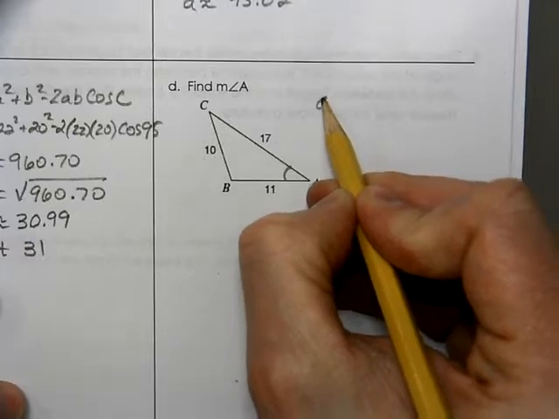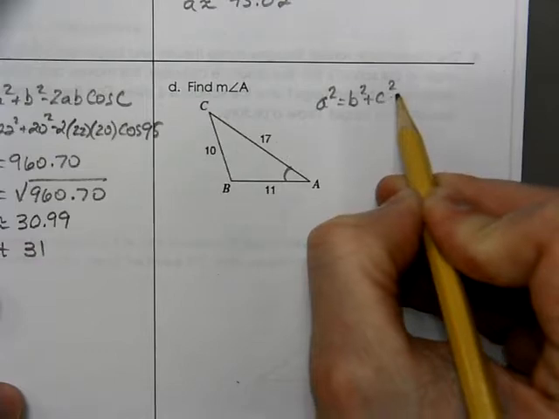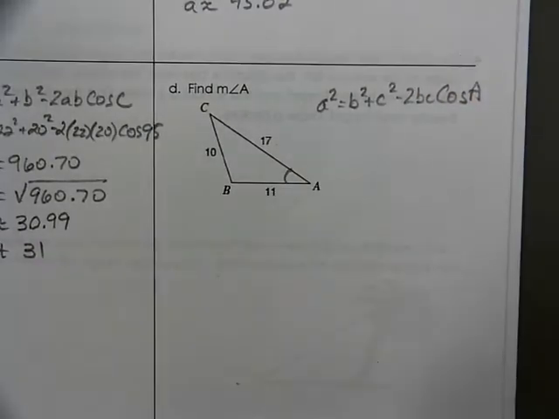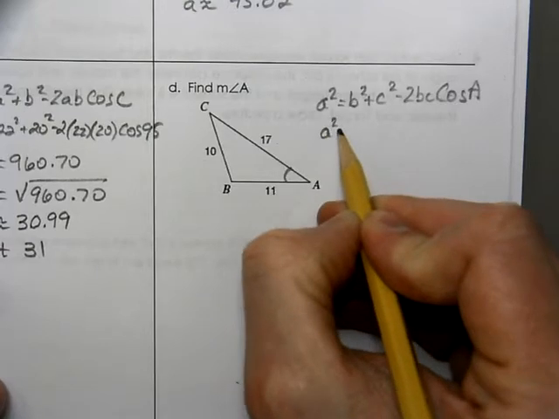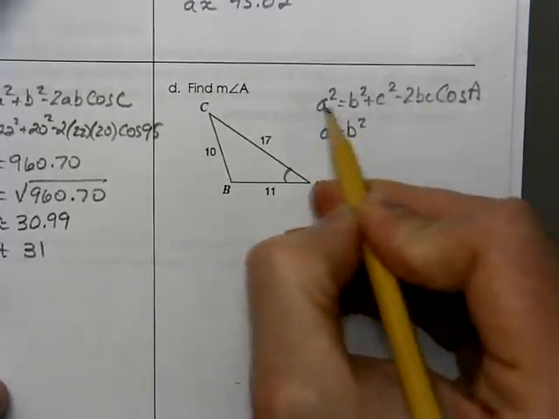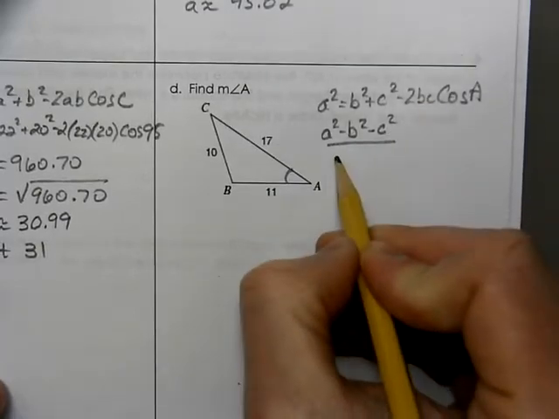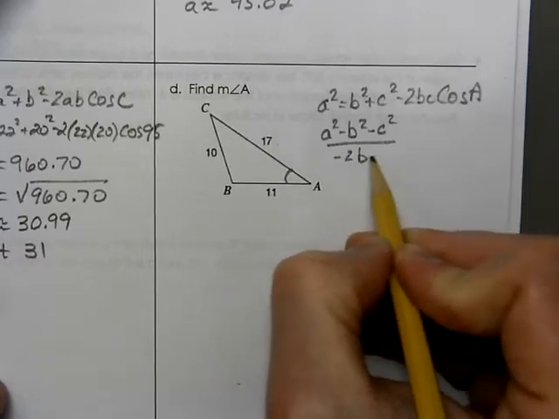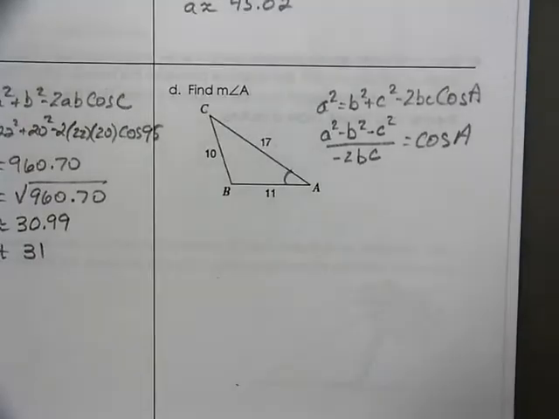So we're going to start out with a squared equals b squared plus c squared minus 2bc cosine A. Now, to get the cosine A by itself, we're going to subtract across the b squared, subtract across the c squared, divide by the negative 2bc. That's going to give us the cosine of A.